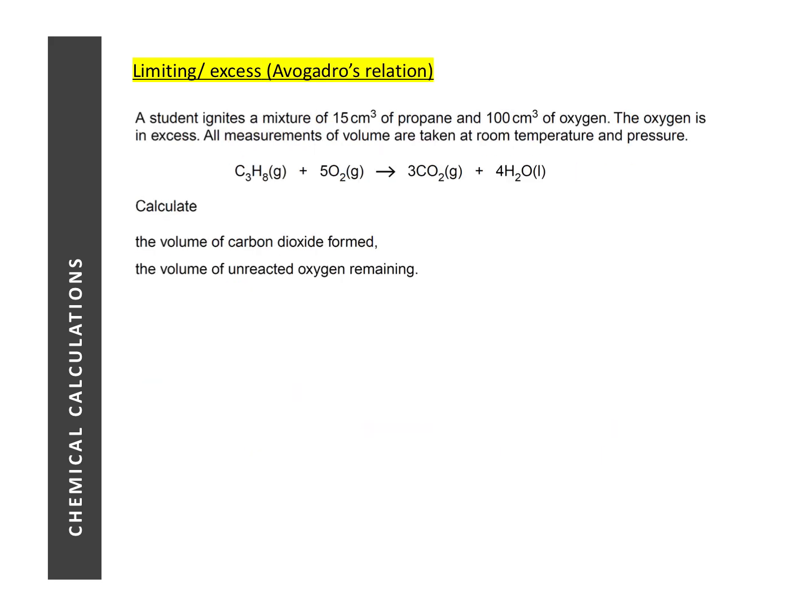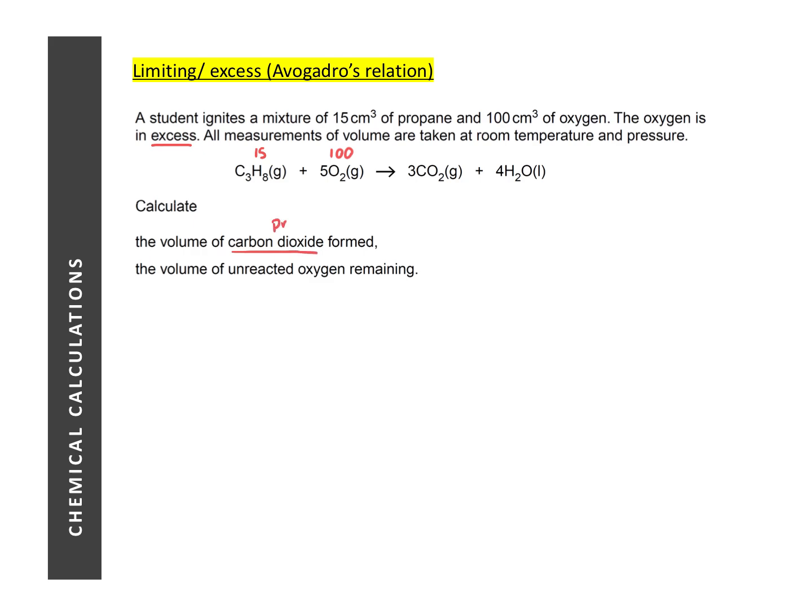Now we'll look at another limiting excess type question, and once again let us look out for that feature that I was talking about. For this question, you are given 15 cm³ of propane and 100 cm³ of oxygen. So once again, the amount of both reactants are given in the question. So this is a limiting excess type question. Anyway, the question tells you that your oxygen is in excess. The question requires you to calculate the volume of carbon dioxide formed.